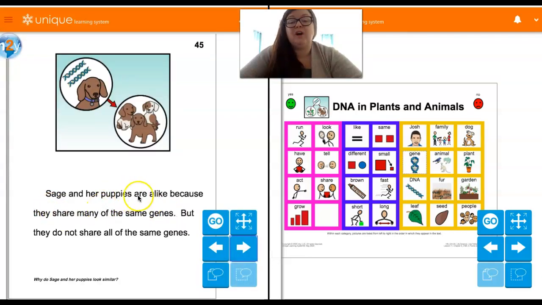Sage and her puppies are alike because they share many of the same genes. But they don't share all of the same genes. So why do they look similar? Why do they look the same? Because they share some of the same genes, but not all of them.